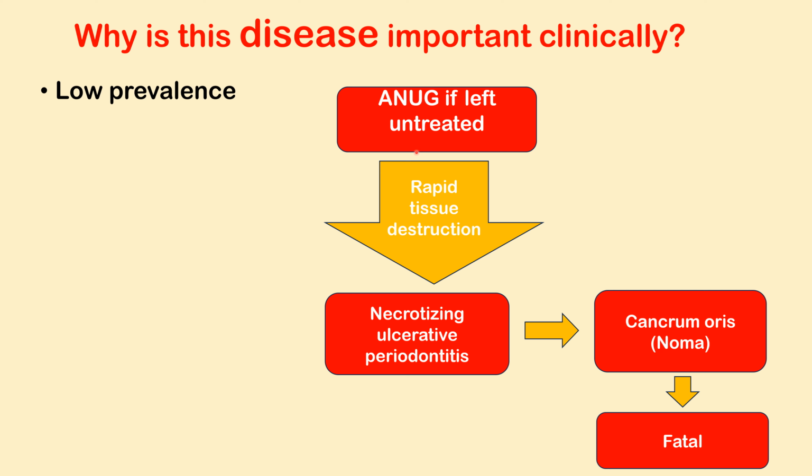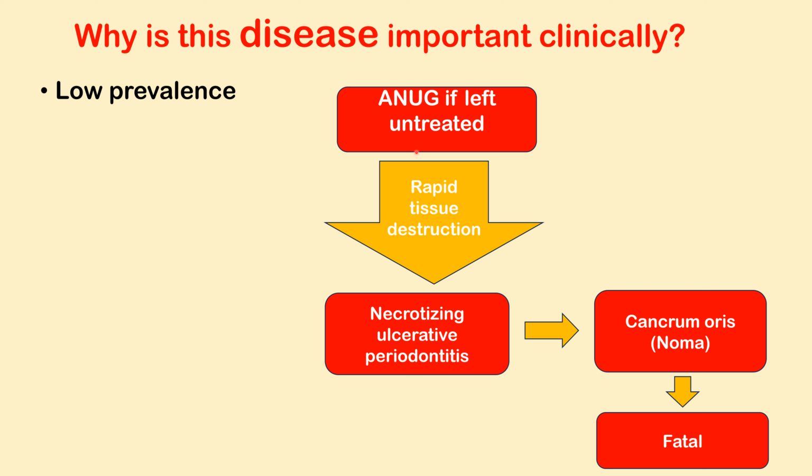So let's understand what is ANUG. It's a rapidly destructive, non-communicable microbial disease of the gingiva caused by an impaired immune response. ANUG usually starts suddenly with inflammation and pain in the gums. You can see in the diagram that there are punched out crater-like lesions, especially on the papillary gingiva, and it can extend further into the marginal gingiva, attached gingiva, and oral mucosa if left untreated.